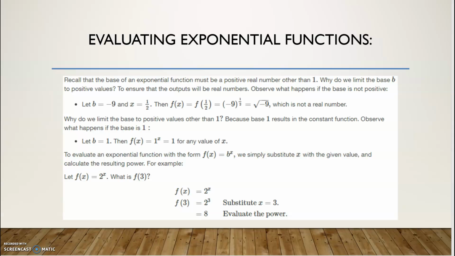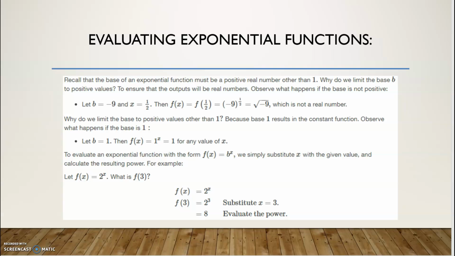Okay, let's look at evaluating exponential functions. Recall that the base of the exponential function must be a positive real number other than 1. That's talking about b for base. Why do we limit the base b to positive values? To ensure the outputs will be real numbers is why we do it.